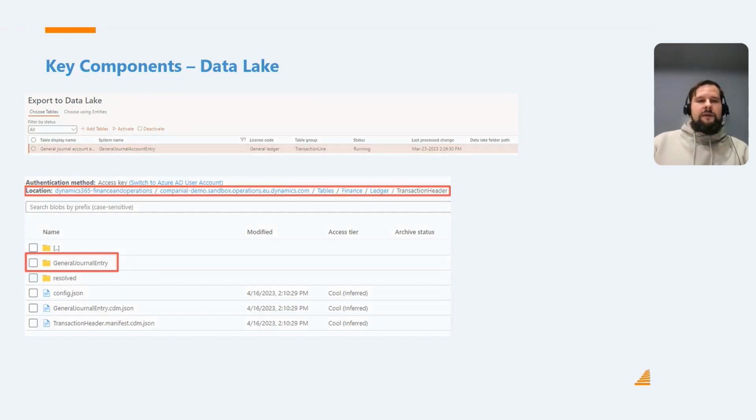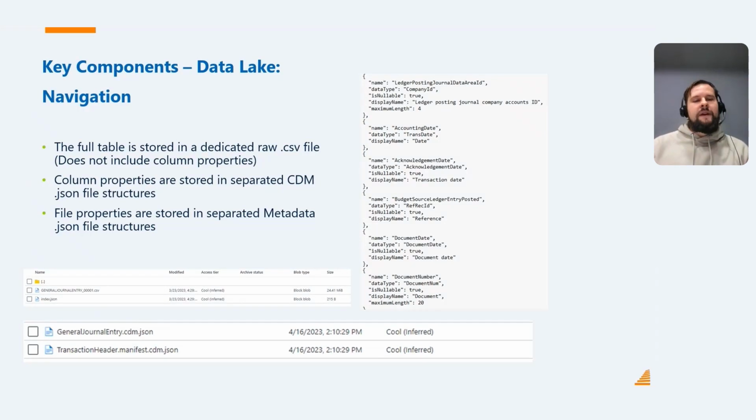How does it do that? How is it able to see the changes? It is able to do it because of how the export works: the actual schema, or the columns in your table, are being stored in separate files. These files are typically called CDM files, and you will always have at least two CDM files. One will just be a CDM file, and the other one will be a metadata file. You can see these at the bottom of the screen: we have general journal entry CDM and transaction header manifest.